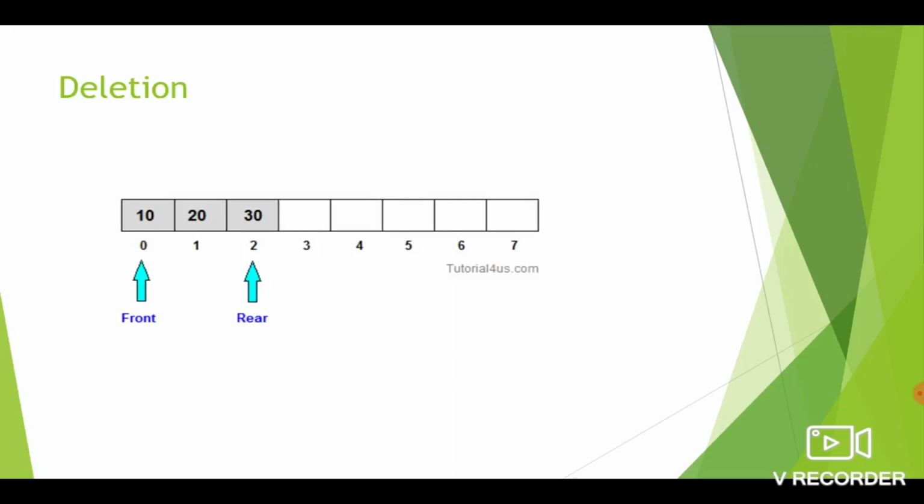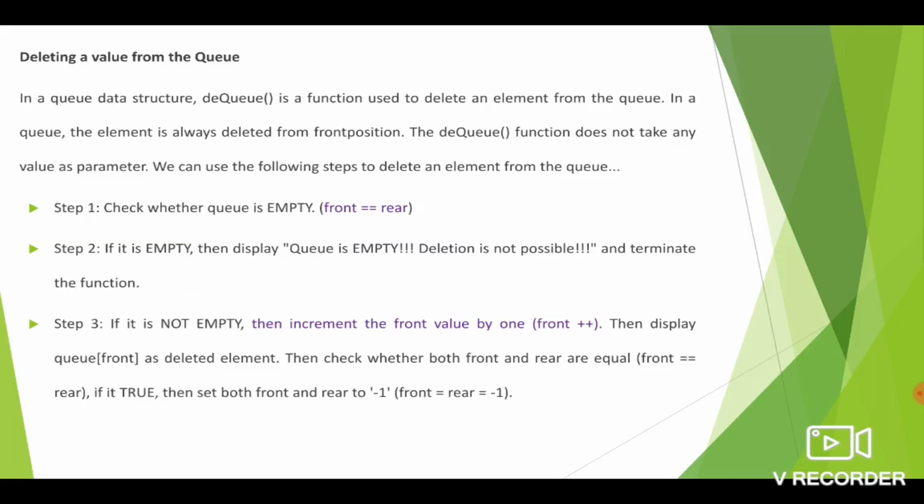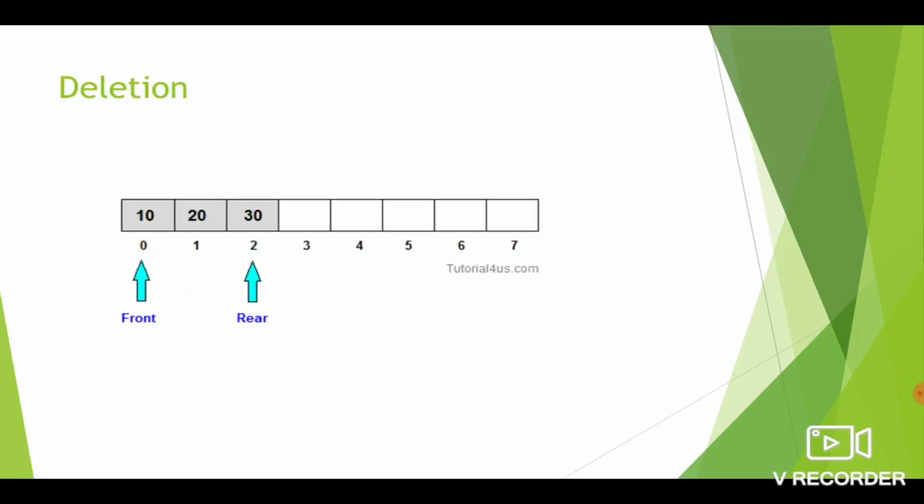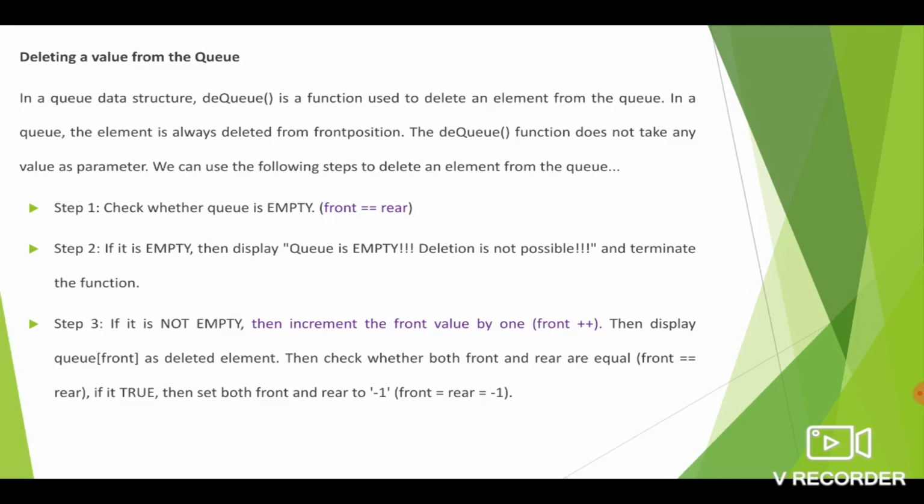So for example, see the diagram. We have the elements 10, 20 and 30 in the queue. I told you, always the element at the front end is deleted first. So 10 is deleted. After deletion, you can increment the front pointer by 1 and the deleted item is displayed.